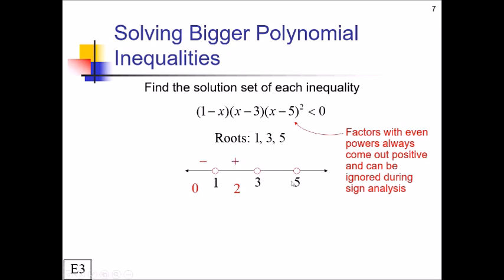Next, between 3 and 5, I've got 4. 1 minus 4 is negative. 4 minus 3 is positive. Odd number of negatives gives me a negative. And finally, we'll do a number after 5. Let's do 6. So you might be thinking that there's a pattern here. So far, it's always been switching between negatives and positives. Let's see what happens here.